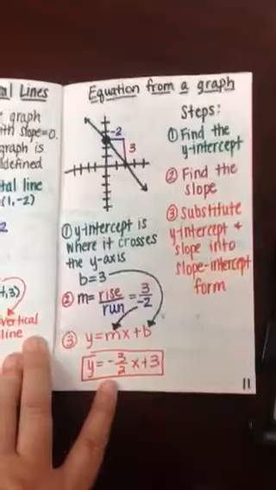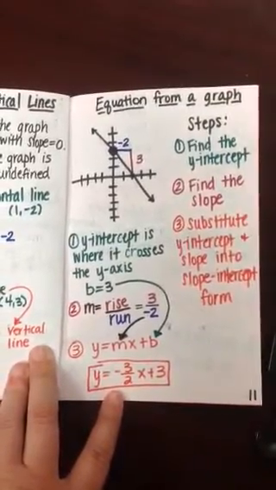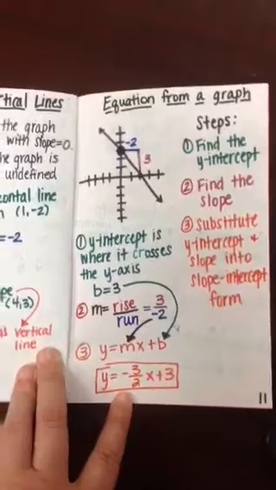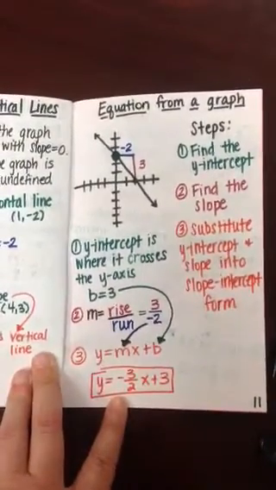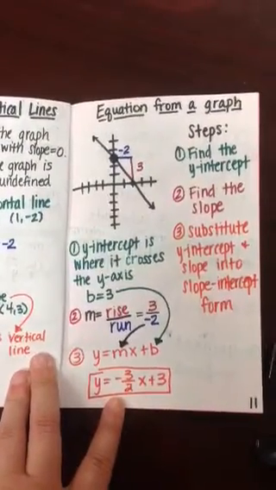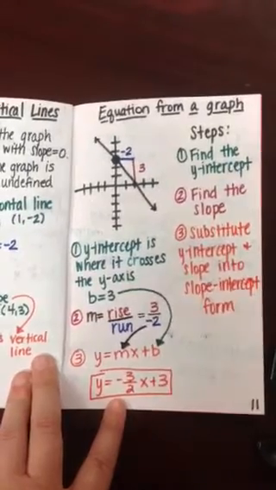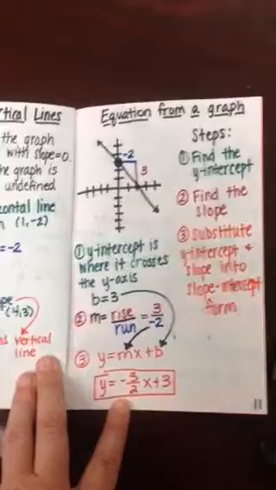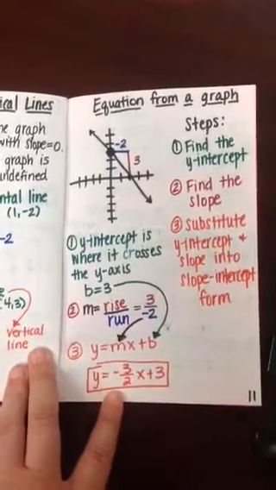So if you look, the y-intercept is where it crosses the y-axis, which is at 3. Our slope is we do rise over run. We rose 3 and we ran negative 2 because we went to the left. And then we just plug it back into where it goes. And that's our equation from a graph.